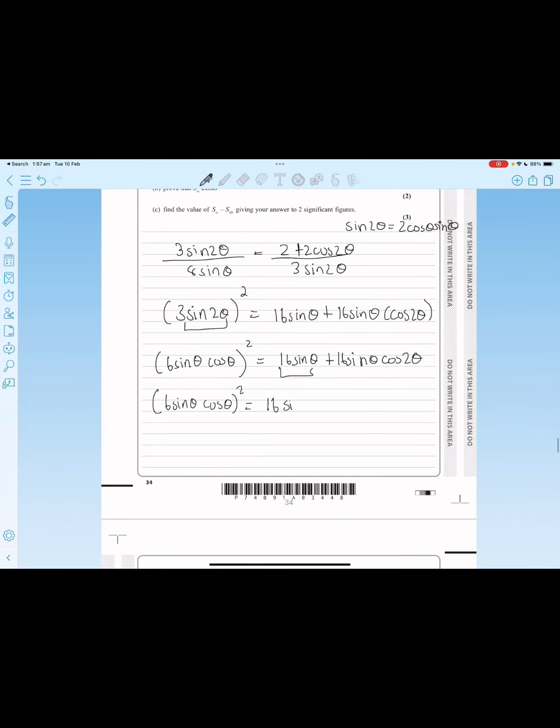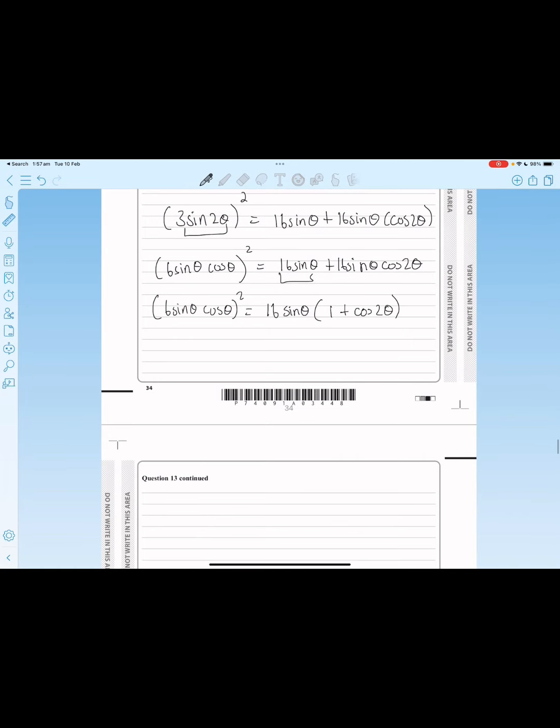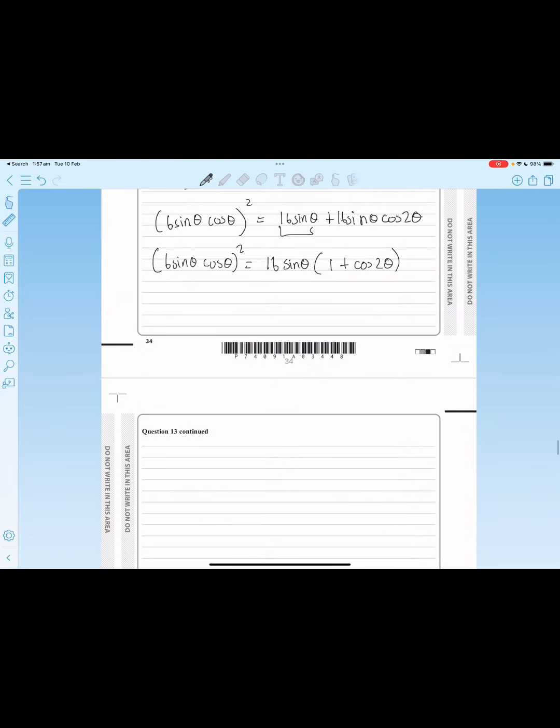Let's keep going. I can take out a 16 sine theta common, actually. So I could say that 6 sine theta cos theta. I'm not going to square anything just yet. I'm going to do it once I get an opportunity to actually find something. So I could say that 16 sine theta common is going to give me 1 plus cos 2 theta. Okay, let's keep going now. I'm getting somewhere, I think.